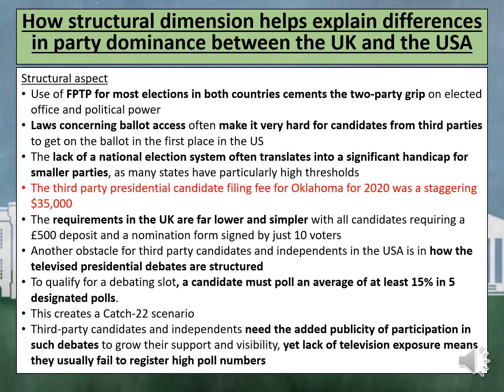The requirements in the UK are far lower and simpler, with all candidates requiring a £500 deposit and a nomination form signed by just 10 voters. Another obstacle for third-party candidates and independents in the USA is how the televised presidential debates are structured. To qualify for a debating slot, a candidate must poll on average at least 15% in 5 designated polls. This creates a catch-22 scenario. Third-party candidates and independents need the added publicity of participation in such debates to grow their support and visibility, yet lack of television exposure means that they usually fail to register high polling numbers.